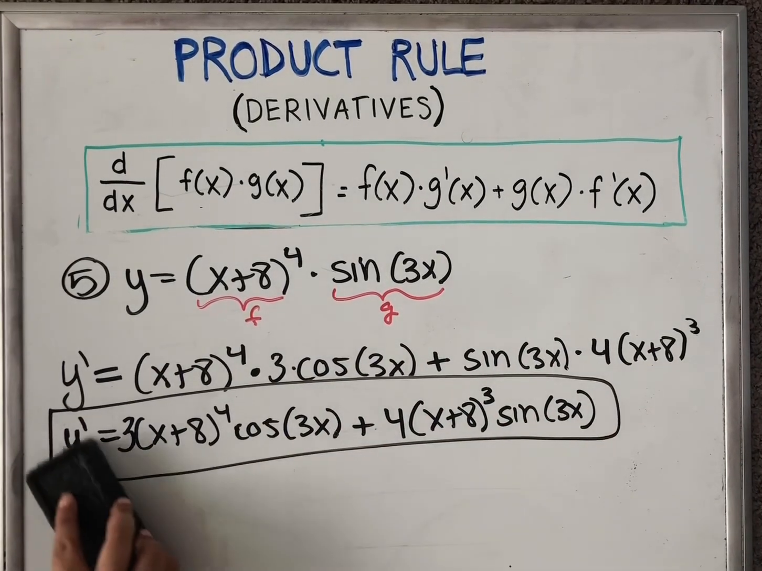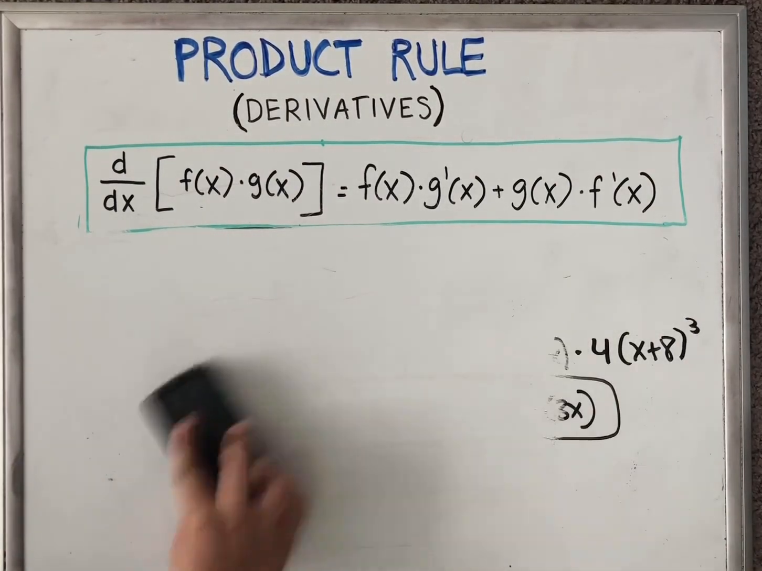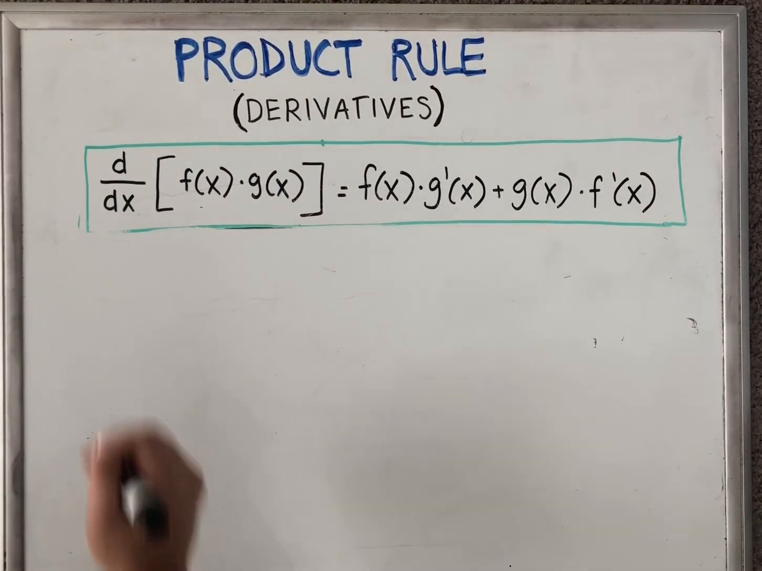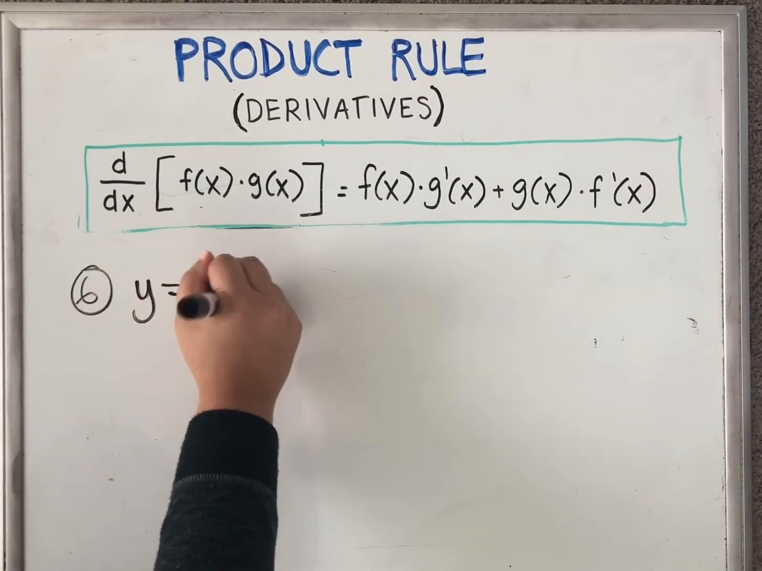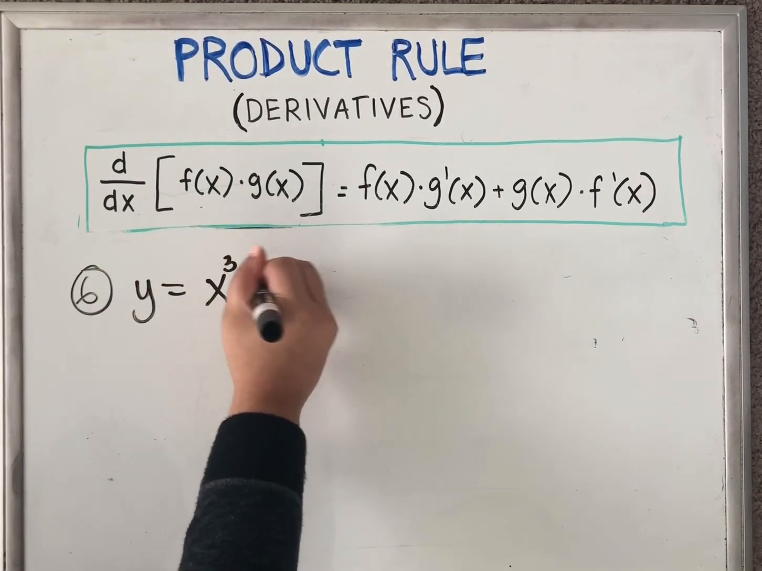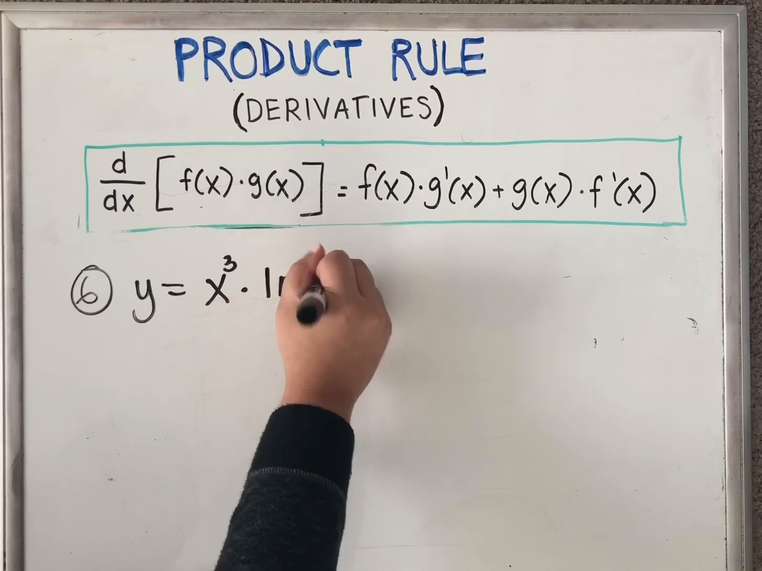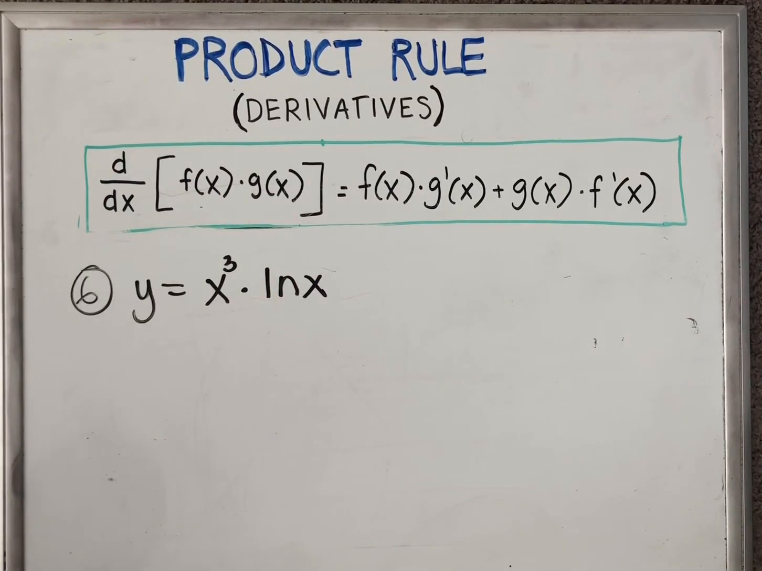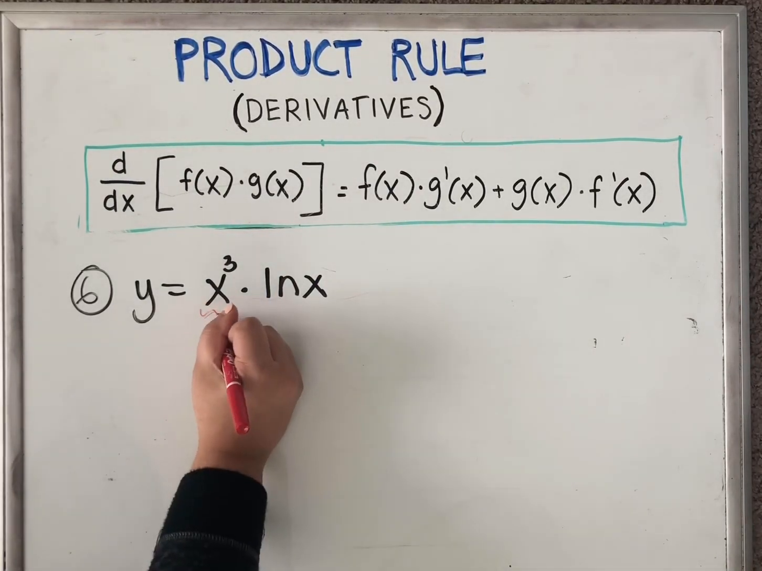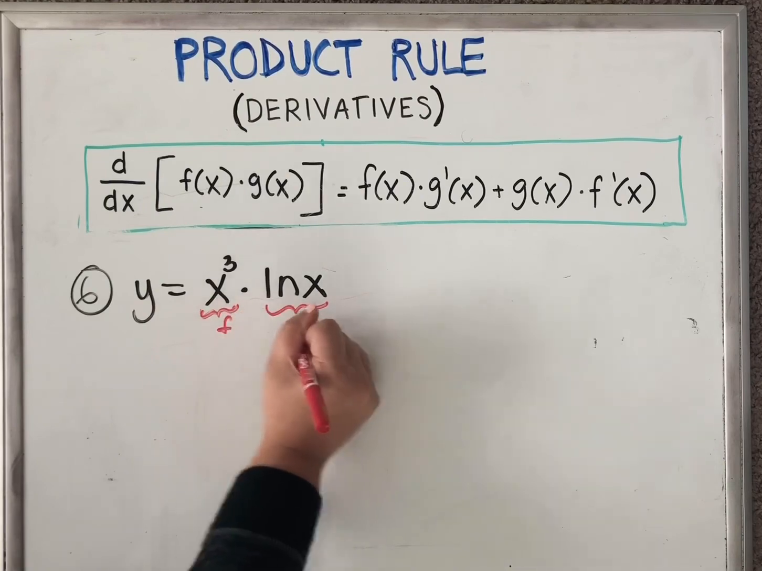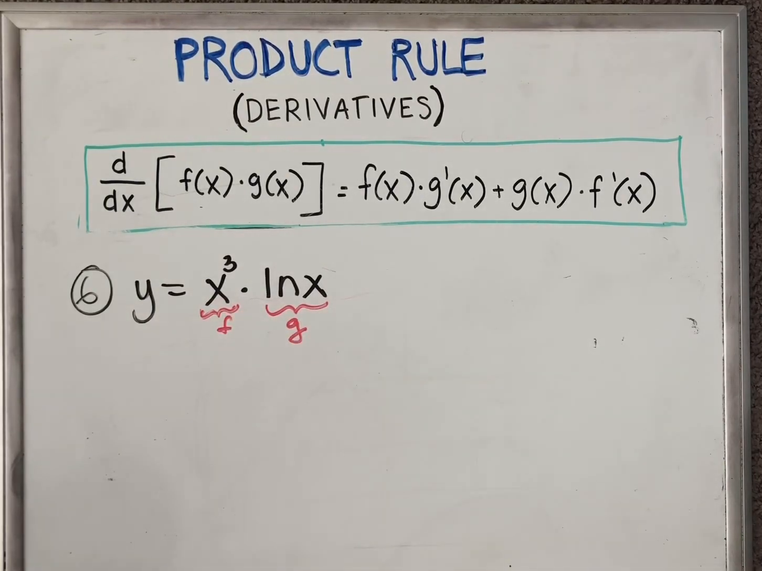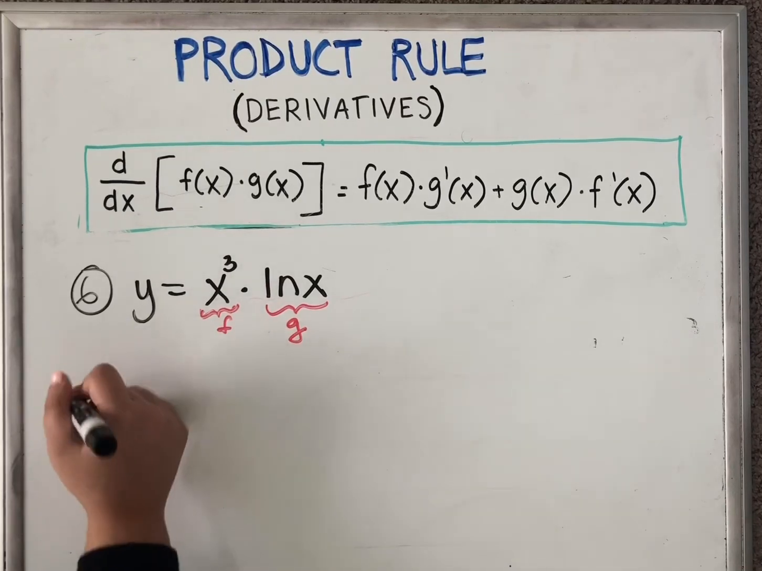All right, great. We'll finish up here with one last one, number 6. And we have y equals x cubed times the natural log of x. Again, recognize two functions being multiplied to each other. It should ring a bell that we're supposed to use the product rule to take the derivative. Again, don't be intimidated by the natural log. Our process is going to be exactly the same.